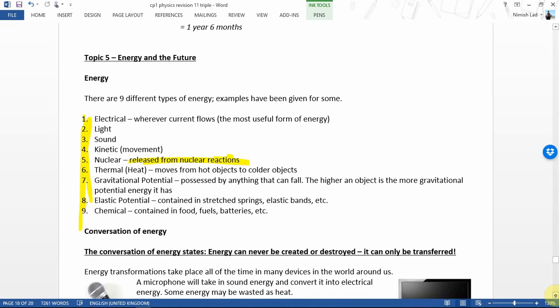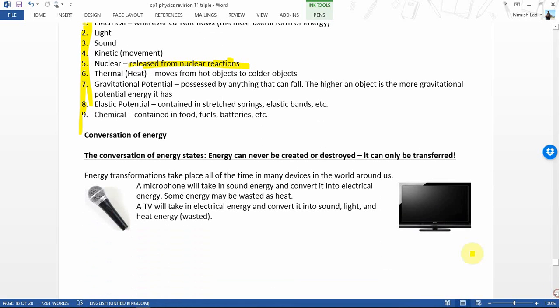Right, so the conservation of energy, as a rule, states that energy can never be created or destroyed, it can only be transferred, so only moved from one place to another, or transformed, essentially changed from one form to another. So these transformations take place all the time. A microphone takes in sound energy, creates electrical. A TV takes in electrical, makes sound, light, and heat. And possibly a bit of kinetic if it's got a fan in there.